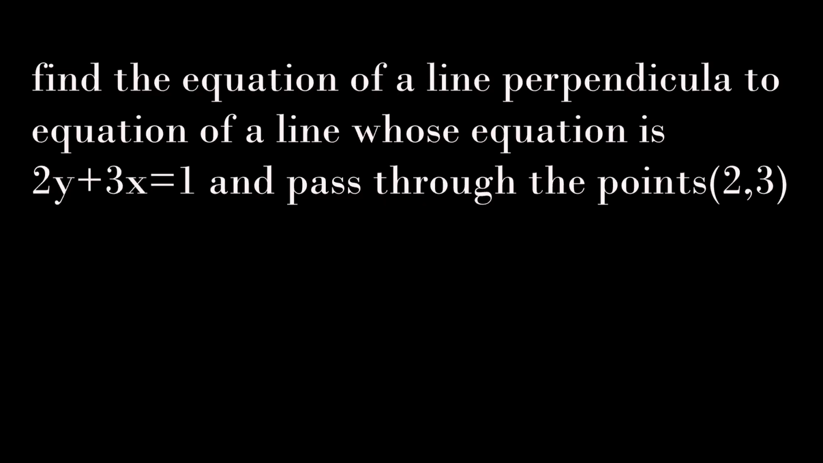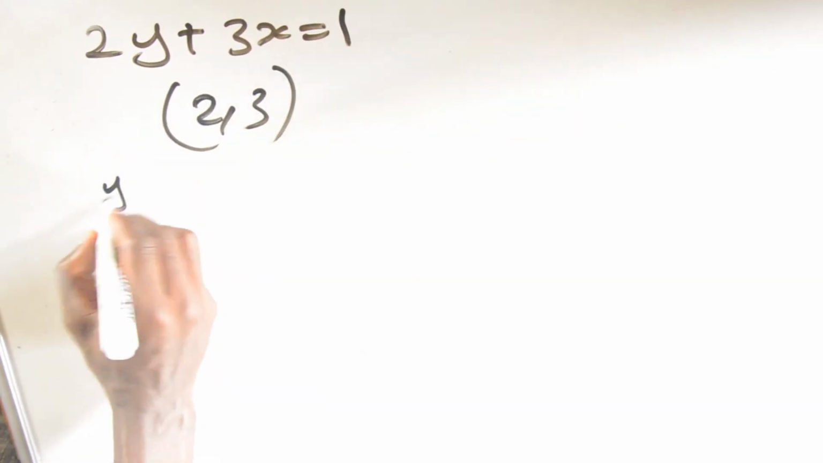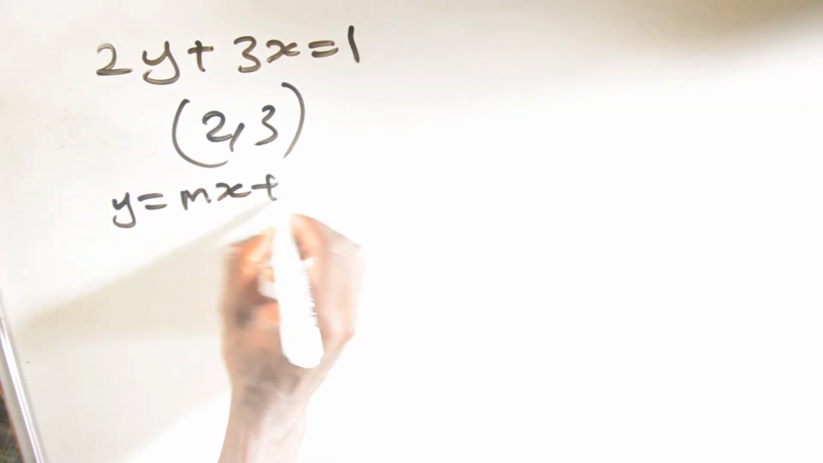Okay, find the equation of a line perpendicular to a line whose equation is 2y + 3x = 1 and passes through the point (2, 3). To begin with, write the equation in the form y = mx + c.